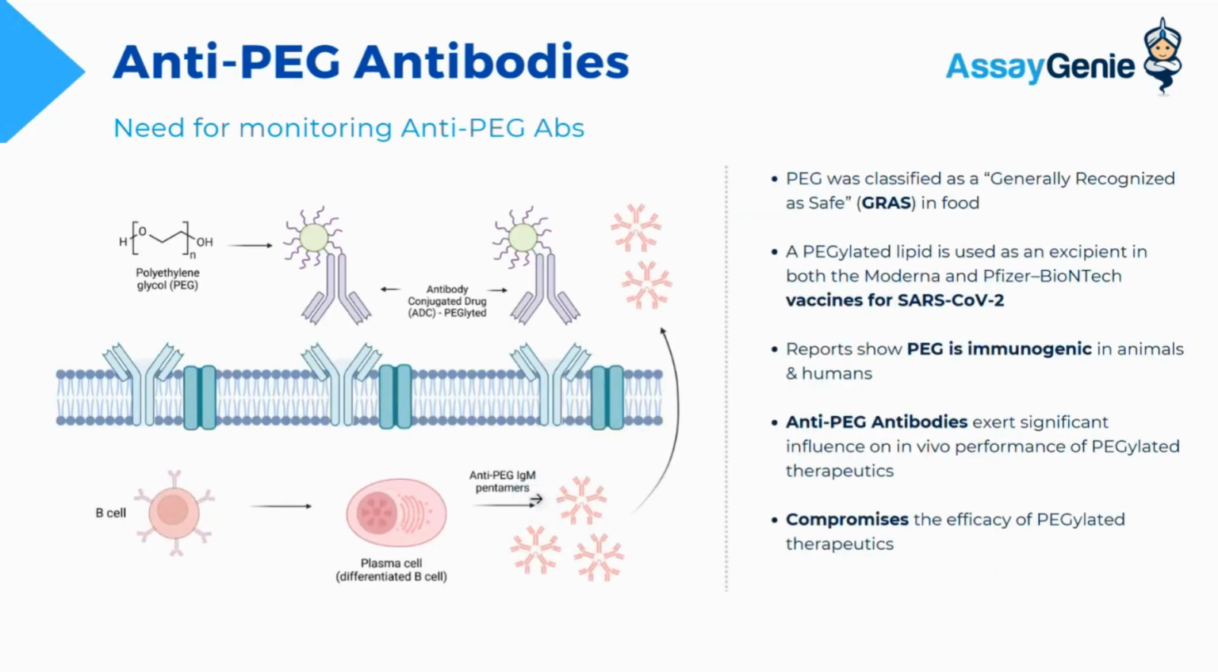And I wanted to give another example of how we can monitor anti-drug antibodies for other compounds. Another one of these compounds is called polyethylene glycol, otherwise called PEG, which was generally recognized as safe in foods. But a polyethylene glycolated lipid is used as an excipient in both the Moderna and the Pfizer-BioNTech vaccines for SARS-CoV-2. And reports show that PEG is immunogenic in animals and in humans, and anti-PEG antibodies exert significant influence on the in vivo performance of polyethylene glycolated therapeutics. This compromises the efficacy of polyethylene glycolated therapeutics.